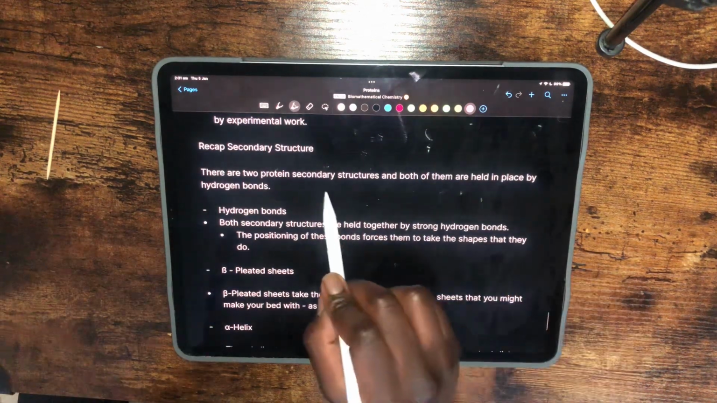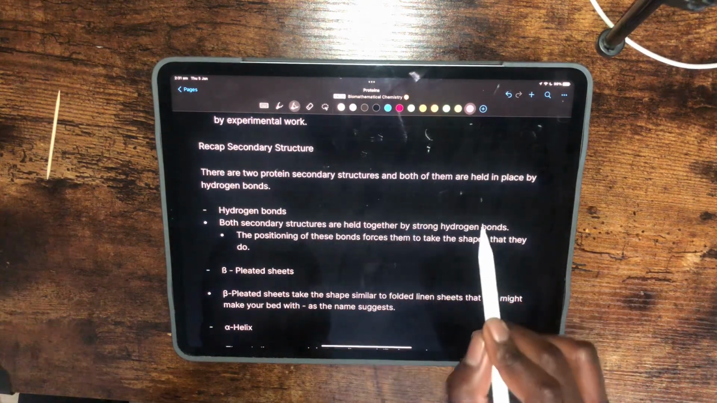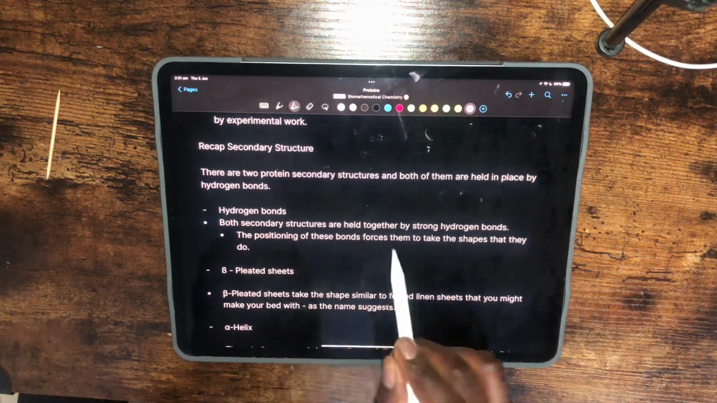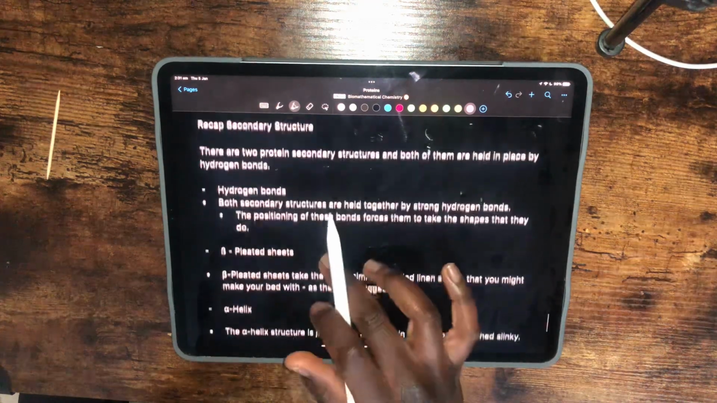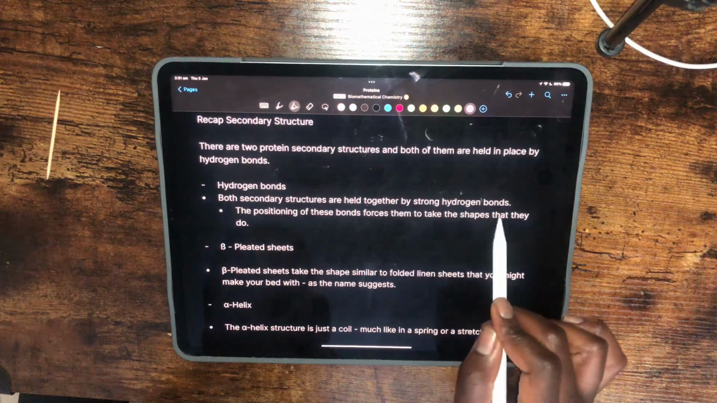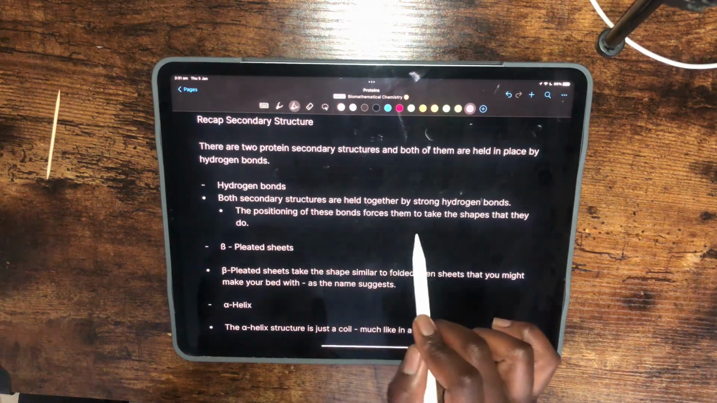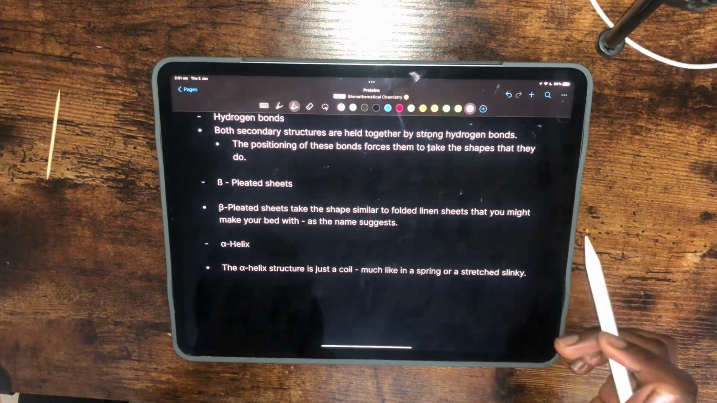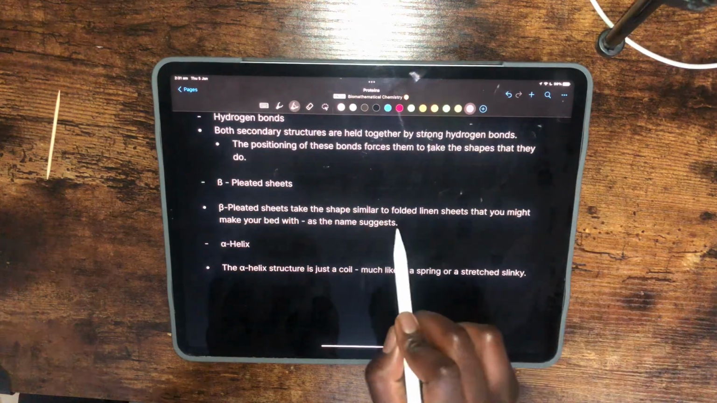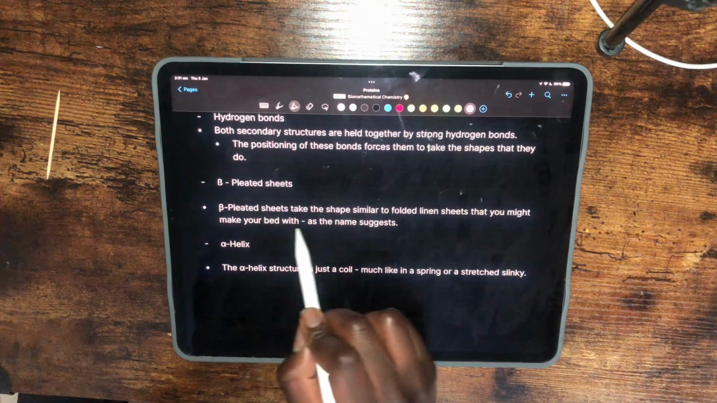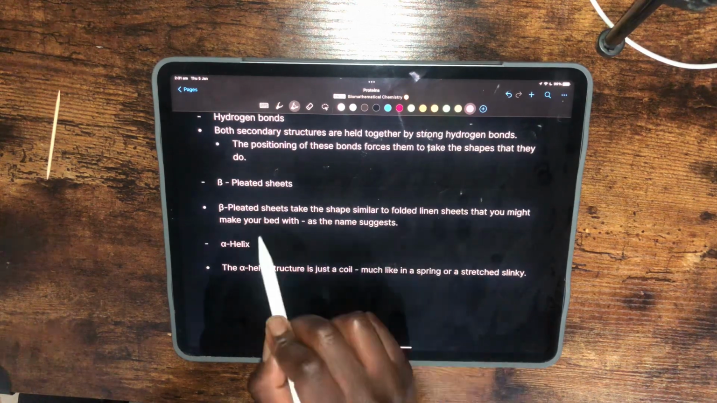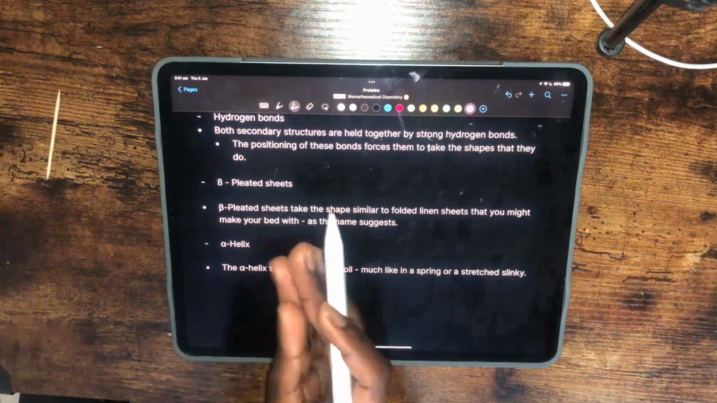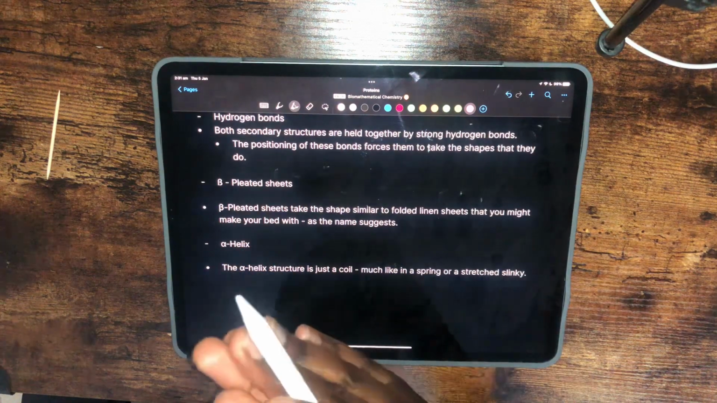And now just a quick recap on secondary structures. There are two protein secondary structures, and both of them are held in place by hydrogen bonds. The positioning of these bonds forces them to make the shapes that they do. So beta pleated sheets take the shape similar to folded linen, like the folded linen sheets that you might make on your bed, right? As the name suggests, pleated sheets. They're like sheets. Just think about them like that.